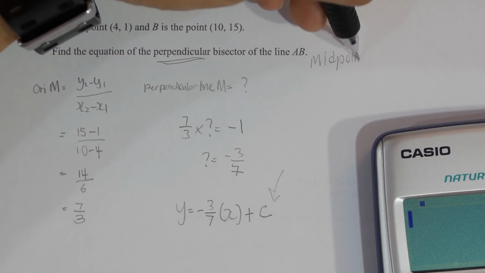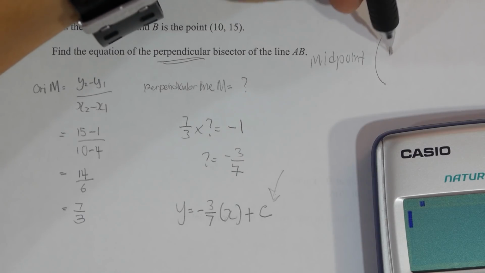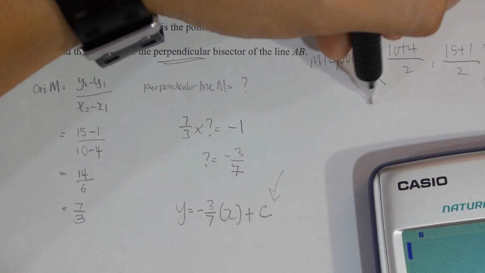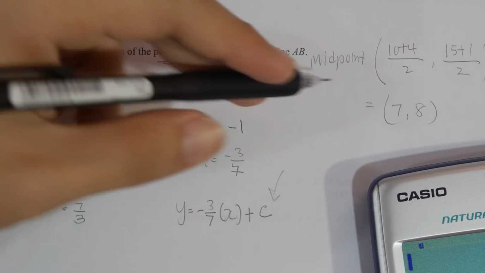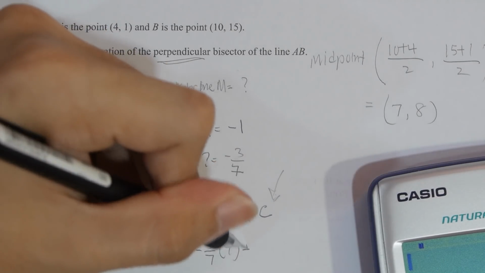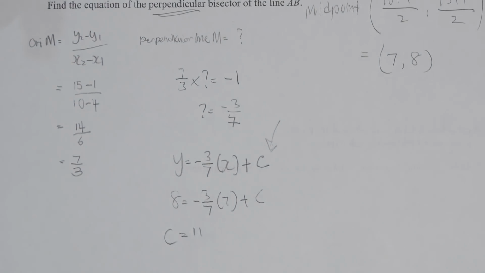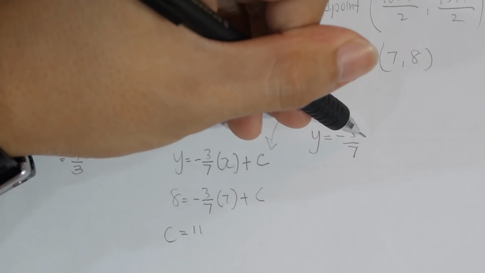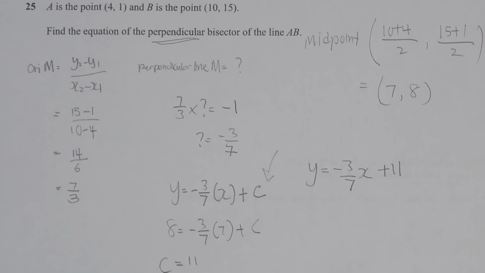So up to this point, you are required to calculate the midpoint for this AB line, because the midpoint will be used to substitute into y equals mx plus c to find the final equation of the new line. Then you get c's value as 11. So by having all these variables, you can get the final result of y equals -3/7 times x plus 11.